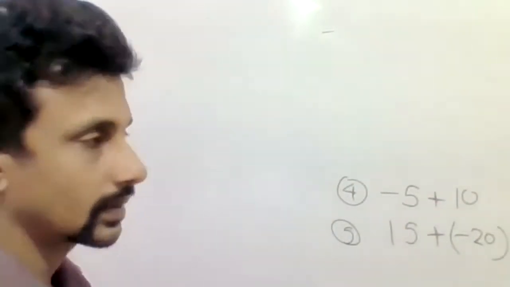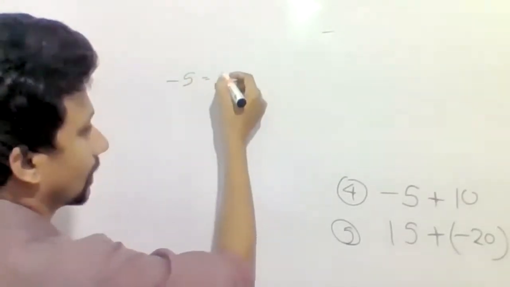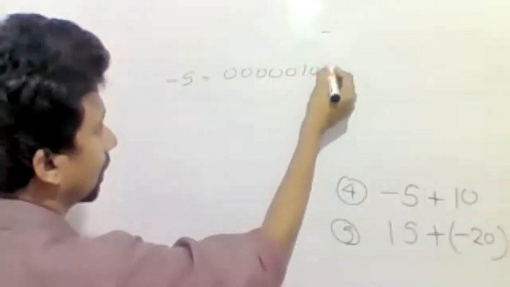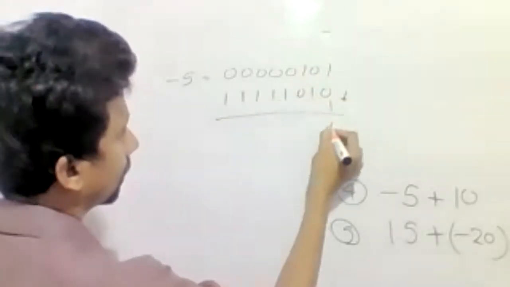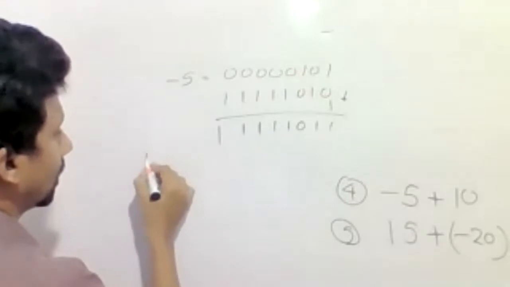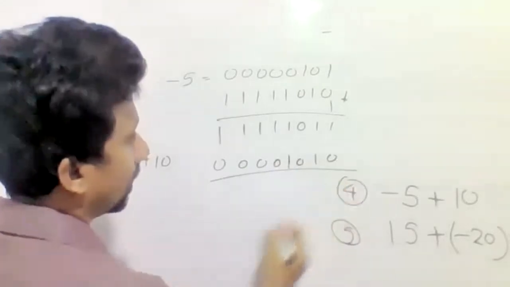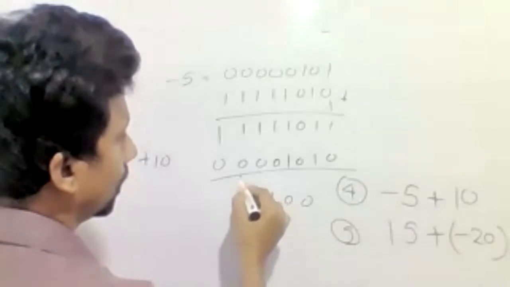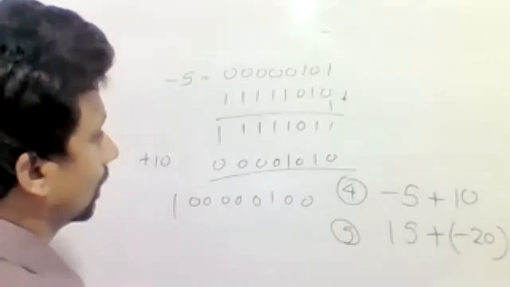Minus 5 plus 10. So minus 5, I'll write it here. First find out the positive 5. Then flip the bits. Add 1. Then positive 10 I'm writing here. Add them together. You get 1 0 0 0 0 0 1 0 1. Here you get 1, no?